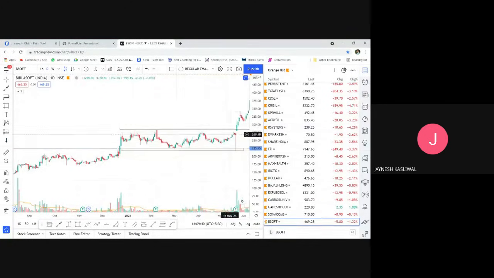You never know, if you enter during consolidation, if you enter in the middle of a sideways trend, you never know how much time the sideways trend will last. It could be years also, it could be months also, it could be weeks also. Okay, so we don't know this.